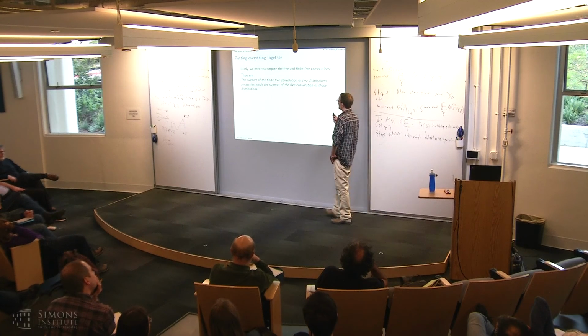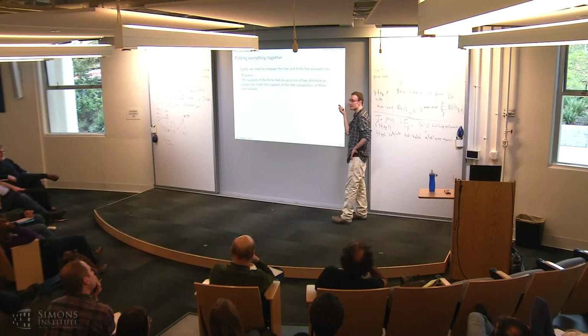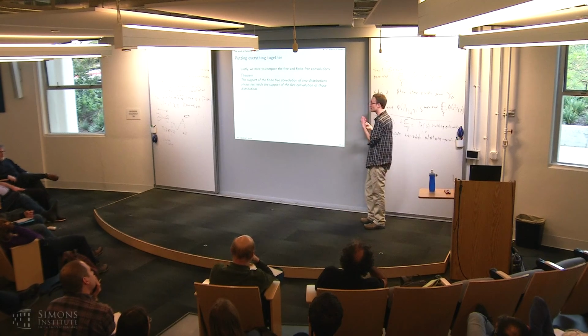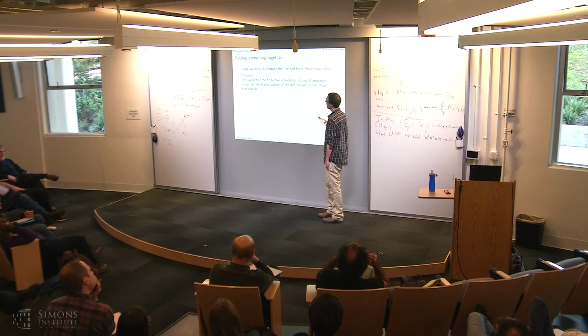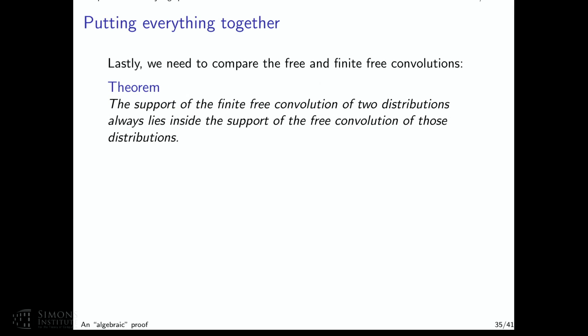So lastly, we created this finite version of a free convolution, and we need to compare the free and finite free convolutions. What we're able to show is that the support of the finite free convolution of two distributions always lies inside the support of the free convolution of those distributions. So the largest root is always smaller than the right edge of the spectrum of the free convolution, and the smallest root is always larger than the left edge of the spectrum of the free convolution.